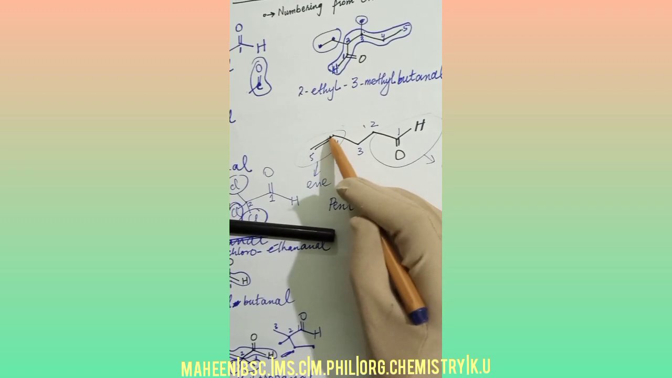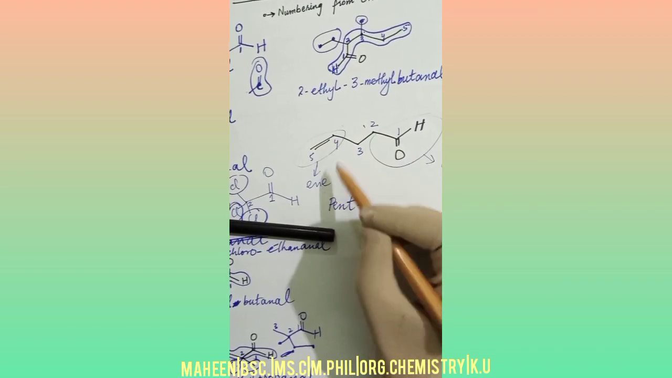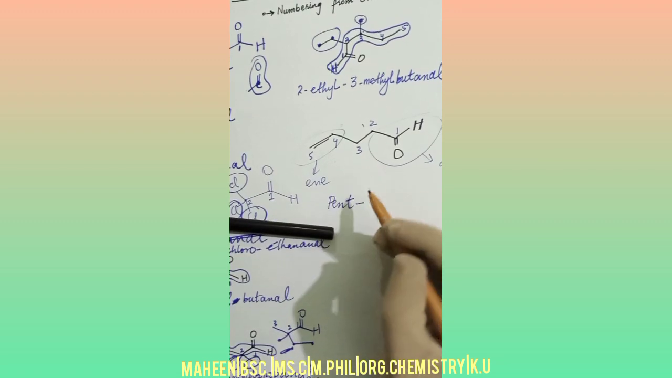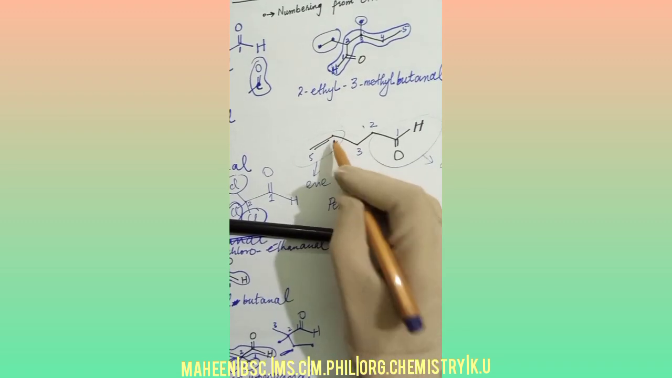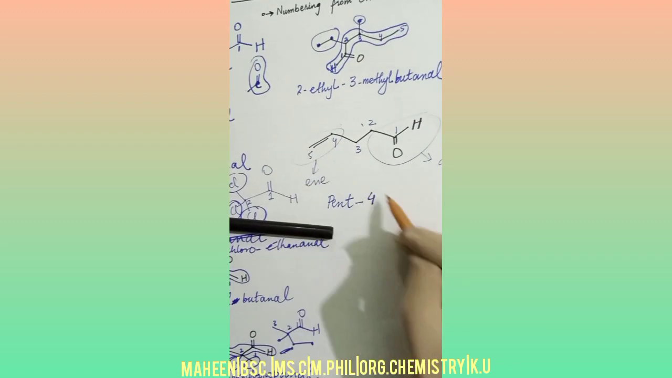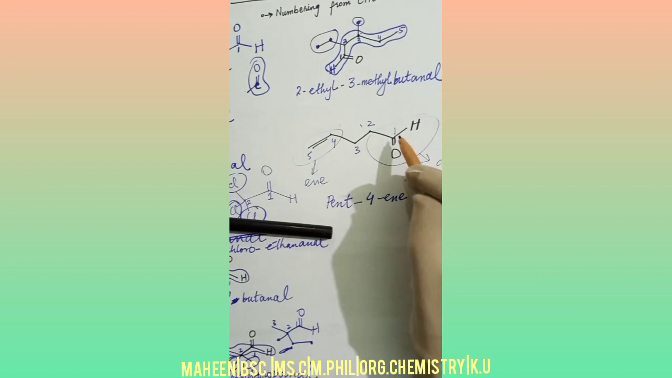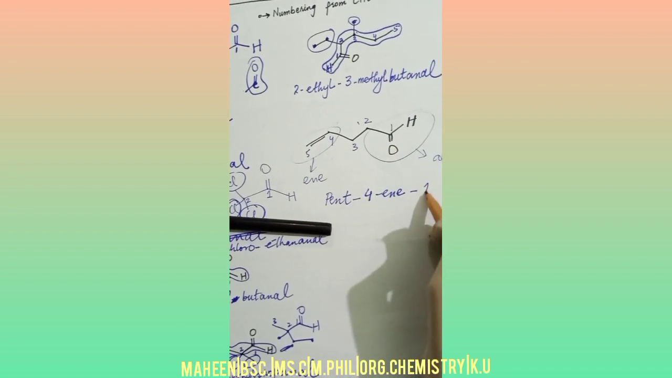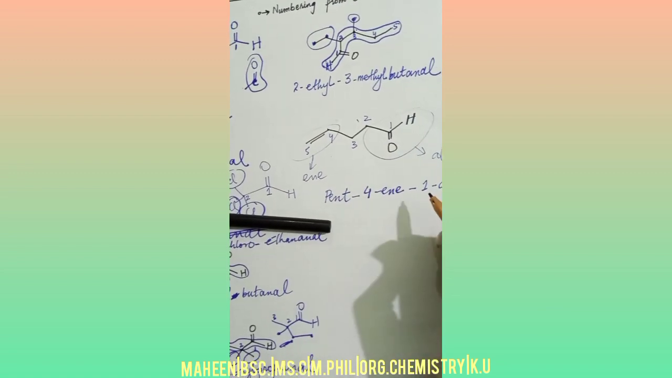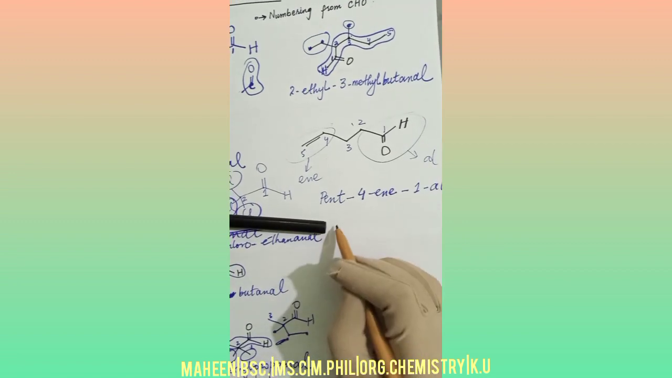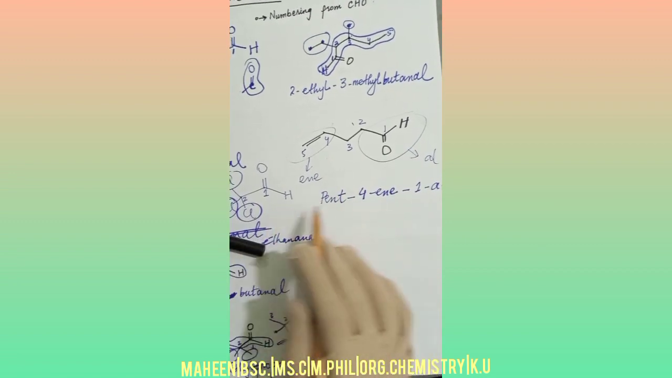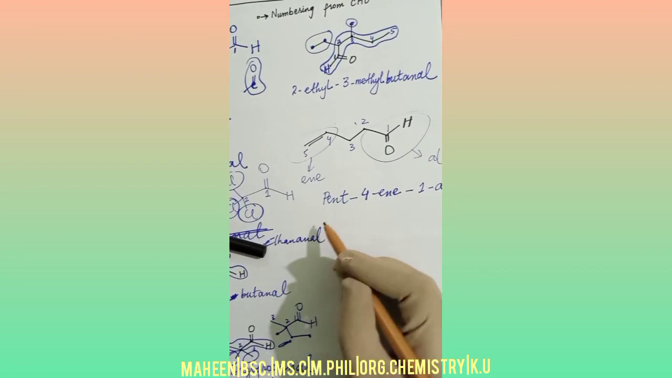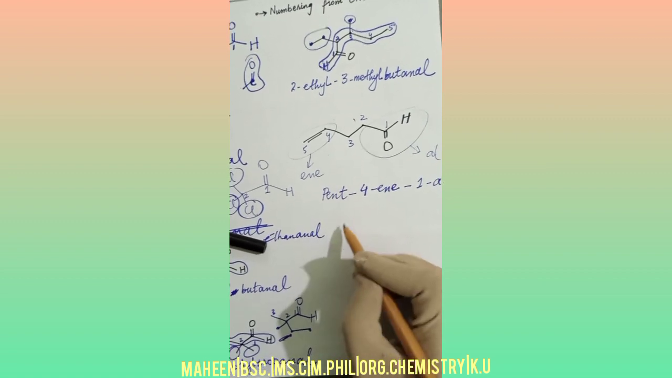What is the position of alkene? You will go for alkene first after the main name. 4 in, dash. Then you can position the aldehyde. 1 al. It is the first method of naming the aldehyde and alkenes. I name them like this.